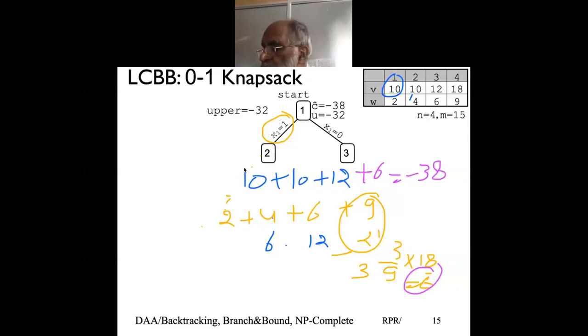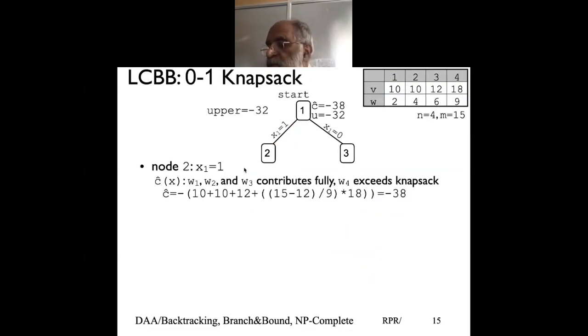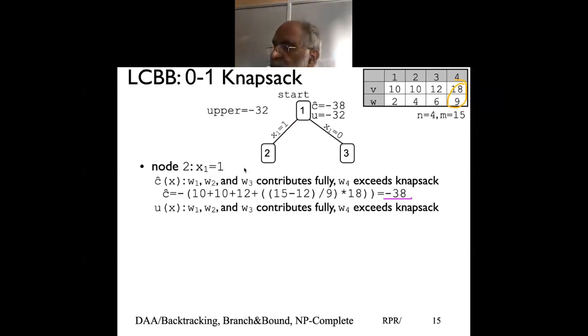So for node 2, this contributes and the value becomes minus 38, and for upper, when I include the last node it exceeds, so I don't use this value, and so the upper Ux remains minus 32. So if you notice, as long as we keep exploring the left side, that means keep including items, this value will remain the same, it will not change. This value may change when we explore the right side. So this is x1. Now let's look at exploring node 3.